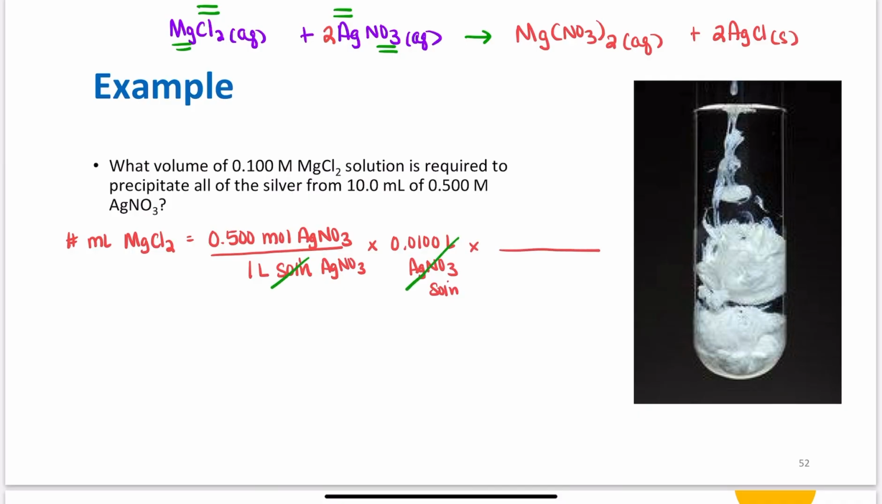Now that I'm in moles of silver nitrate, I can go ahead and use my balanced reaction. I see that I've got 1 mole of magnesium chloride consumed for every 2 moles of silver nitrate consumed.